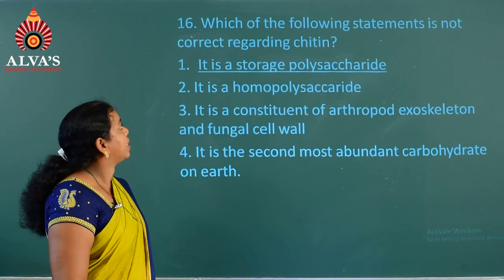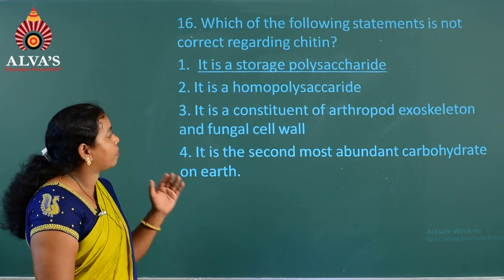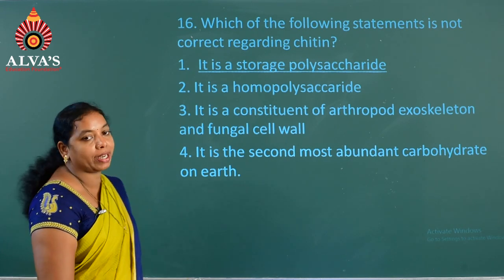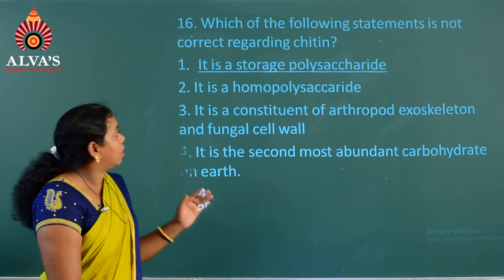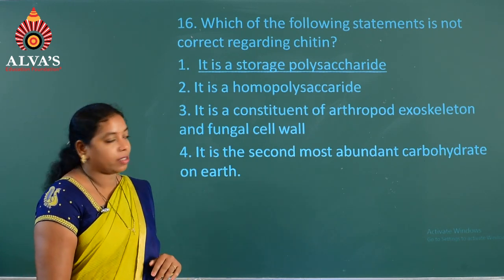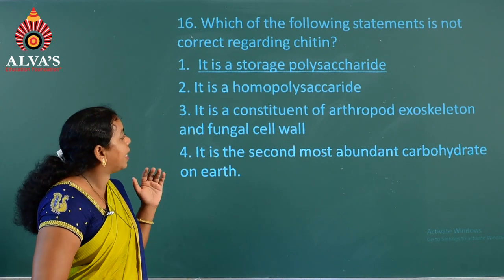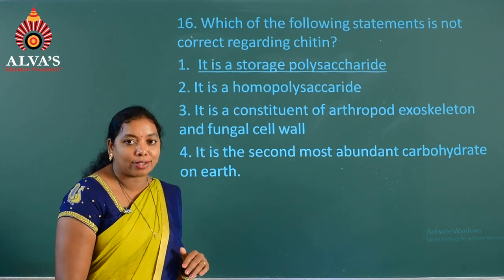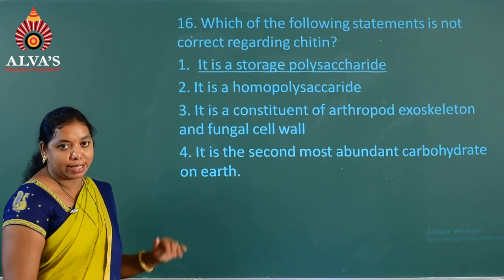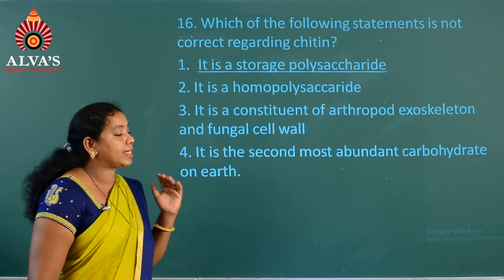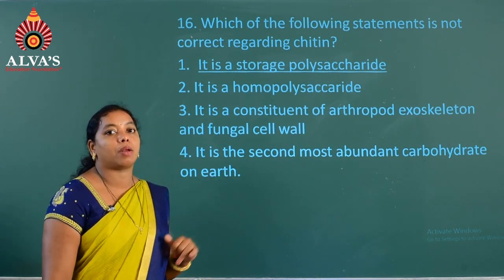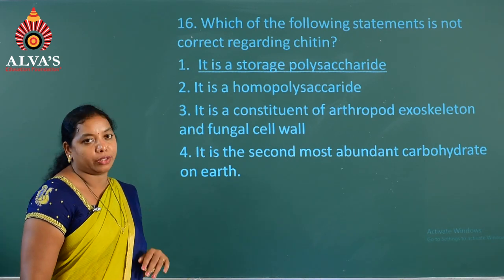Moving on to the next question, question number 16. Which of the following statements is not correct regarding chitin? It is a storage polysaccharide. Second, it is a homopolysaccharide. Third, it is a constituent of arthropod exoskeleton and fungal cell wall. Fourth, it is the second most abundant carbohydrate on earth.